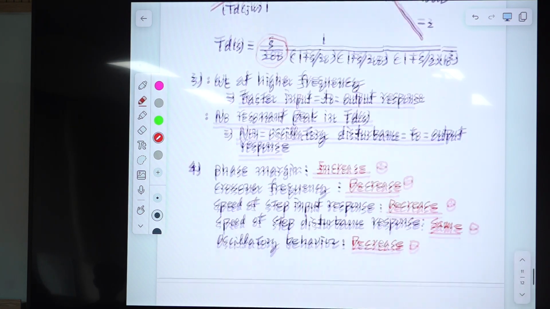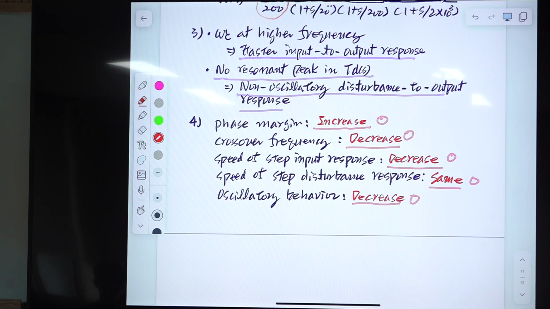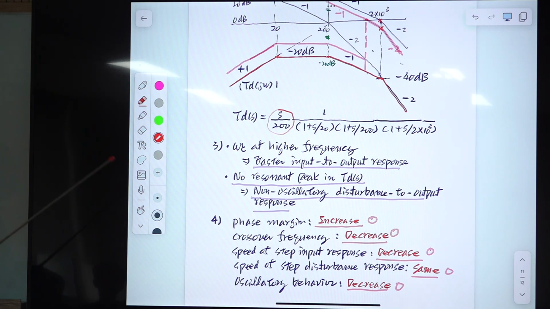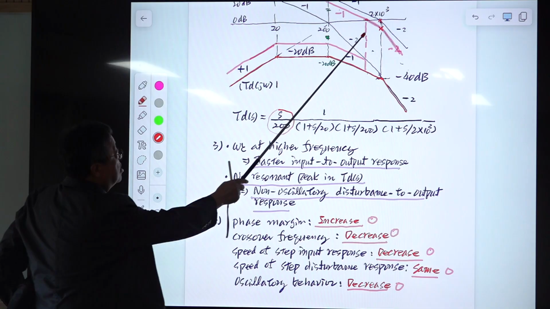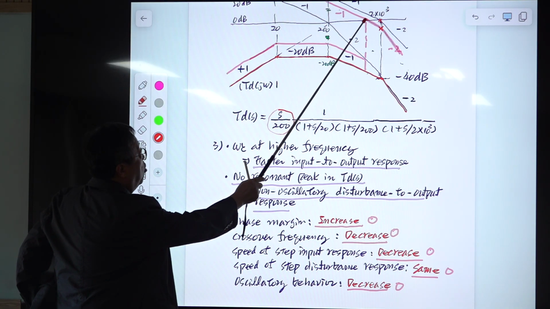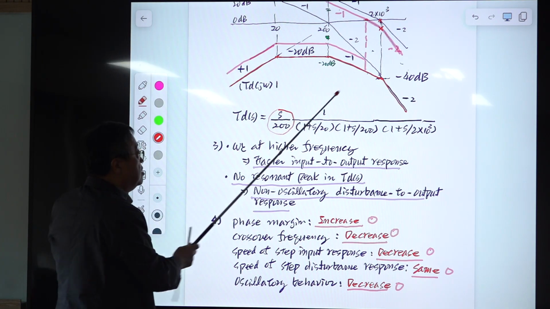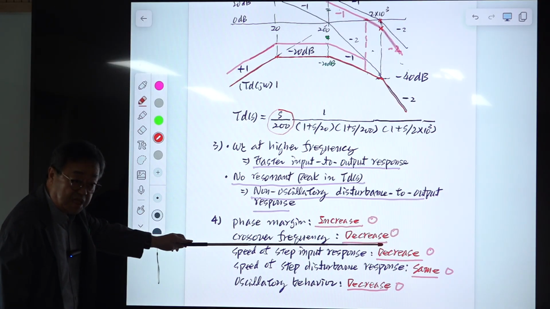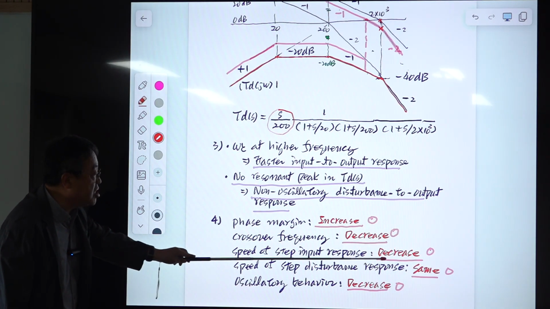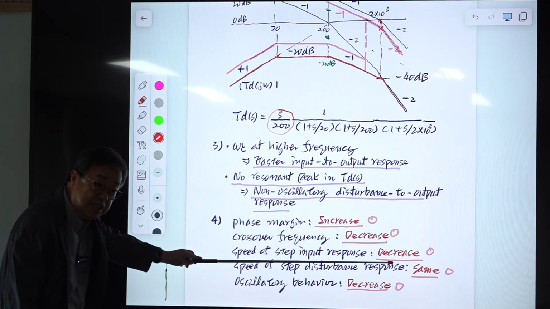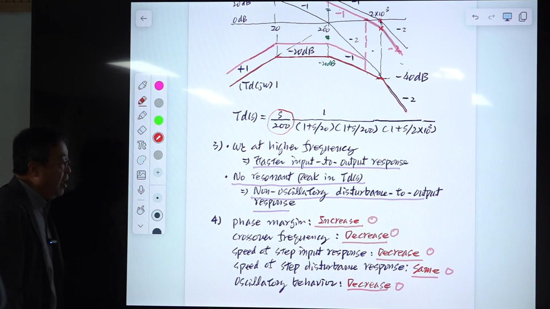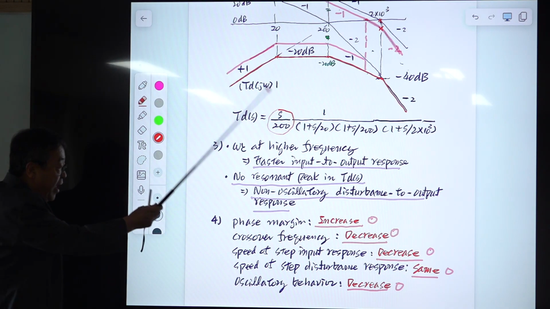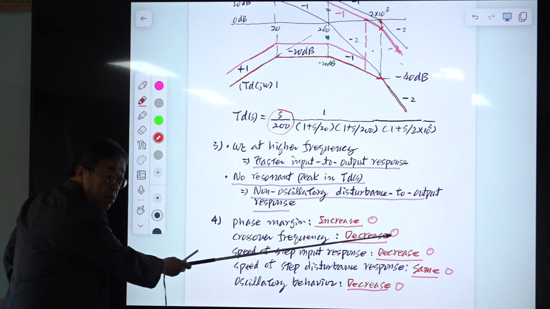Then what will happen to these items? Phase margin will be increased, right? So phase margin at this point is 45 degrees. At this point it is larger than that. So phase margin is increased and crossover frequency is decreased. Then speed of step input response will be decreased. And speed of step disturbance response is determined by this one, which will remain the same. Okay?